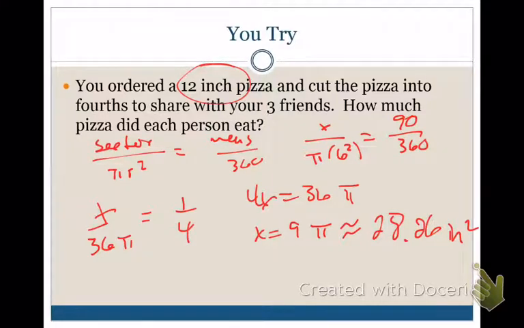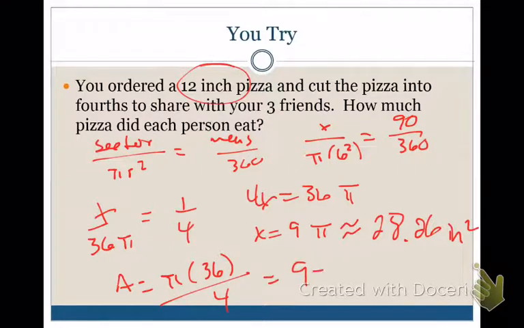Now I know what you're thinking. Yes, theoretically, you could just find the area of the circle, which is going to be pi r squared, or pi times 6 squared, 36, and then divide that by 4 because you're cutting it into fourths.